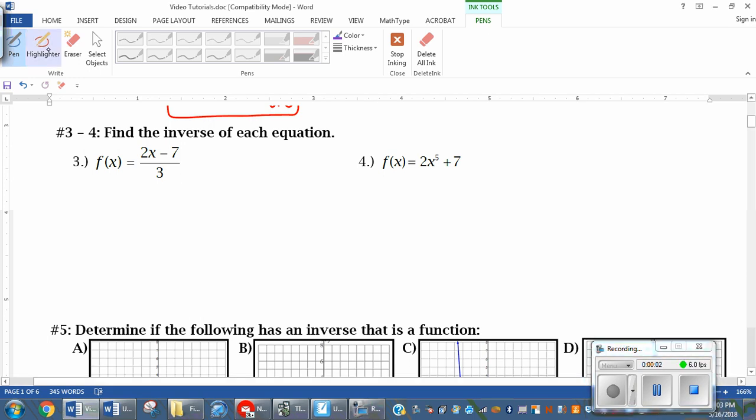Alright, starting with 3 and 4, we have inverses. If you guys remember the word inverse, I always say the word inverse sounds like the word reverse. And the reason I pair those two words quite often is because that tells you what to do. So normally we say that f of x is the same thing as y.